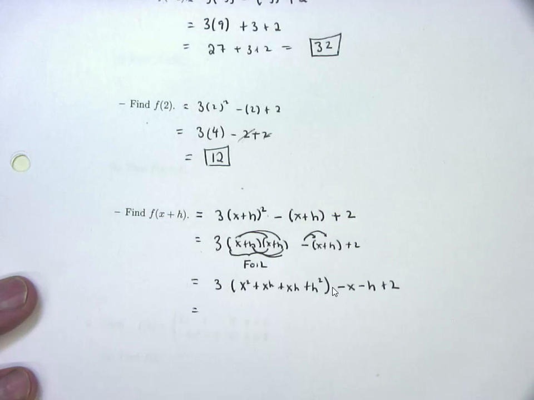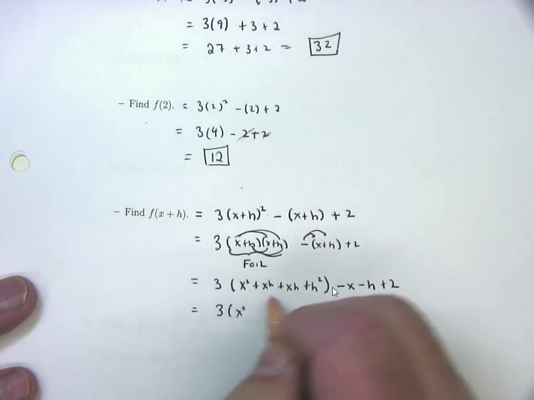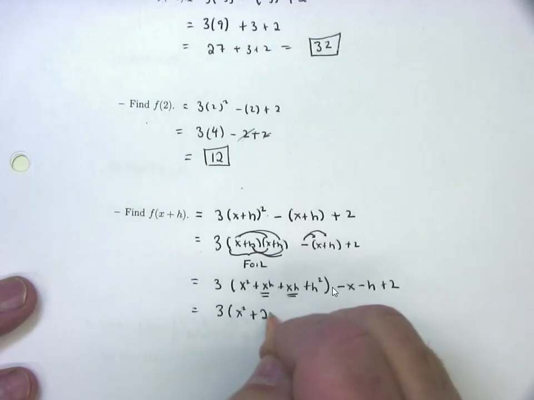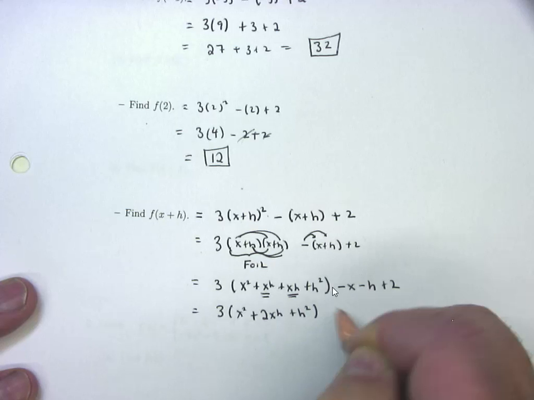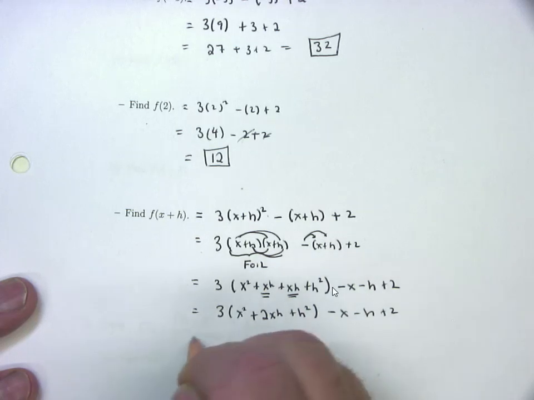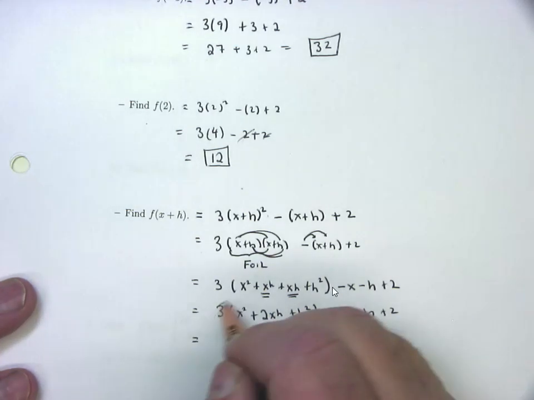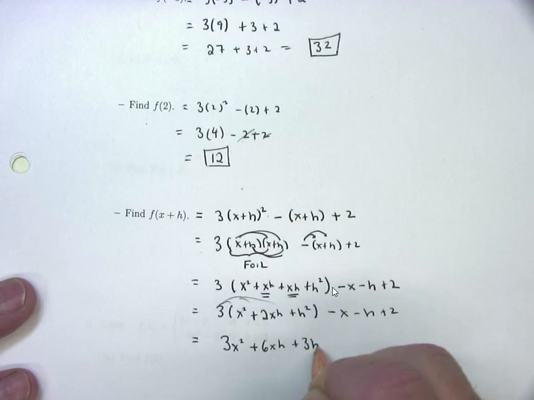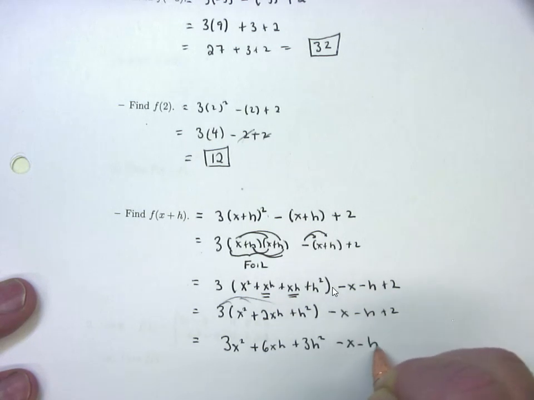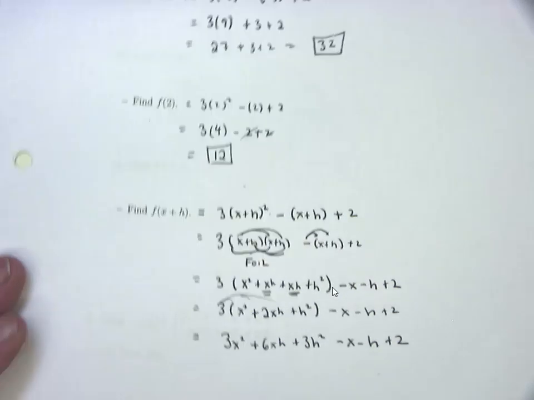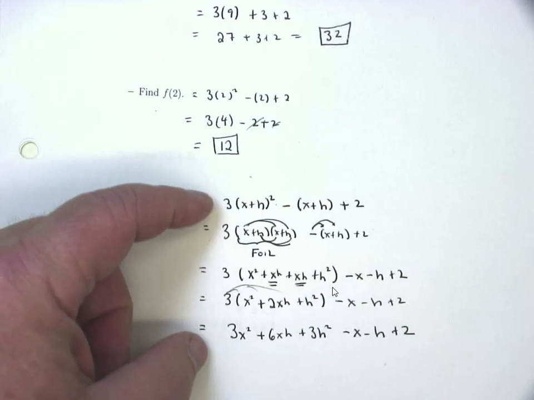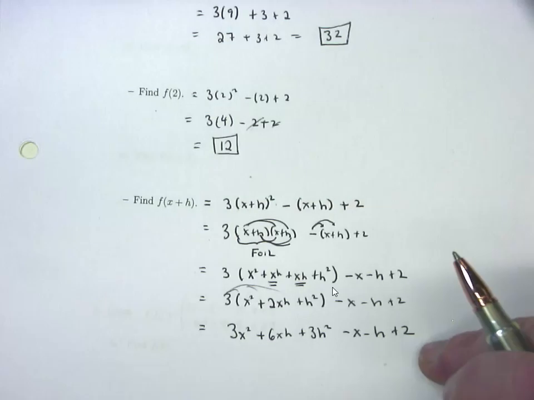And combine like terms inside the parentheses. So this is 3 times x squared, xh plus xh. How many xh's do you have? That would be 2xh plus h squared minus x minus h plus 2. And then the last thing I'm going to do is distribute the 3. And that's going to give me 3x squared plus 6xh plus 3h squared minus x minus h plus 2. And this is the extended version of the answer. Both these two answers are exactly the same, but this, quote unquote, has been cleaned up.